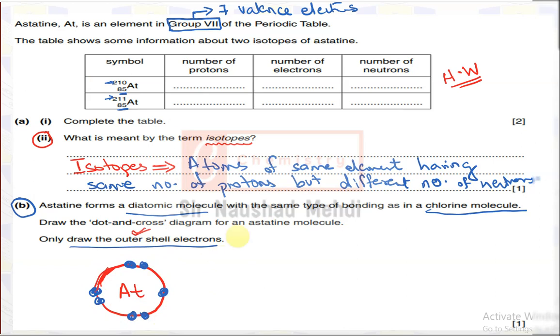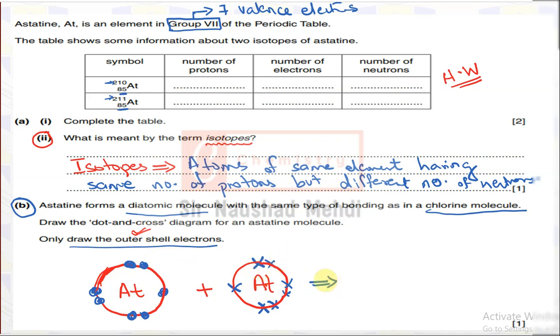Similarly, you draw another astatine in a similar way, but this time you have to draw the electrons with a cross sign. So here it is 1, 2, 3, 4, 5, and 6. If I ask you how many electrons each astatine requires, you can see that the outermost shell has 7 electrons, so this astatine needs just 1 more electron. Similarly, the other astatine also needs just 1 more electron to complete its outermost shell.